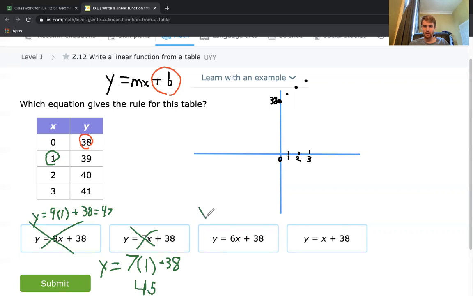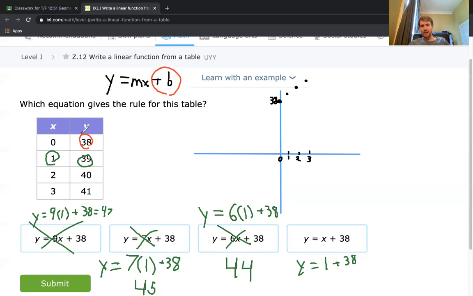We'll try it here. y equals 6 times 1 plus 38. What is 6 plus 38? It is 44. Again, we're looking for 39. None of these are matching. So we better hope we get it here or we messed something up. y equals x plus 38. 1 plus 38. That's going to be 39. That's exactly what we got here.